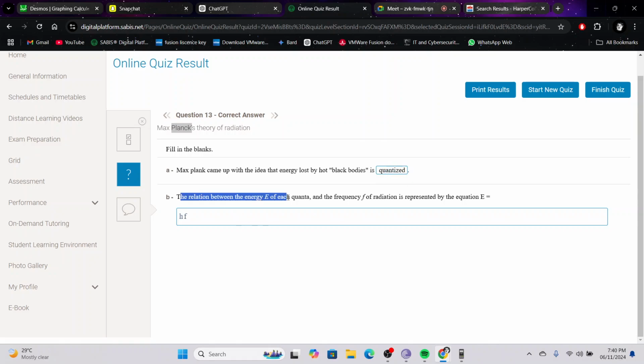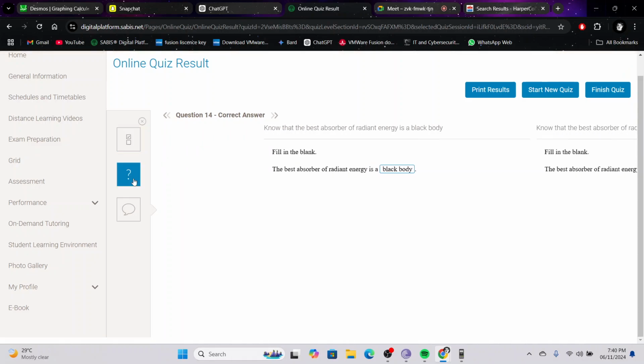Now, the relation between the energy E of each quanta and the frequency F of radiation is represented by the equation E equals HF. I wrote in the blank here E equals HF, but they didn't mark it right. So just write HF if you have E equals given up there.